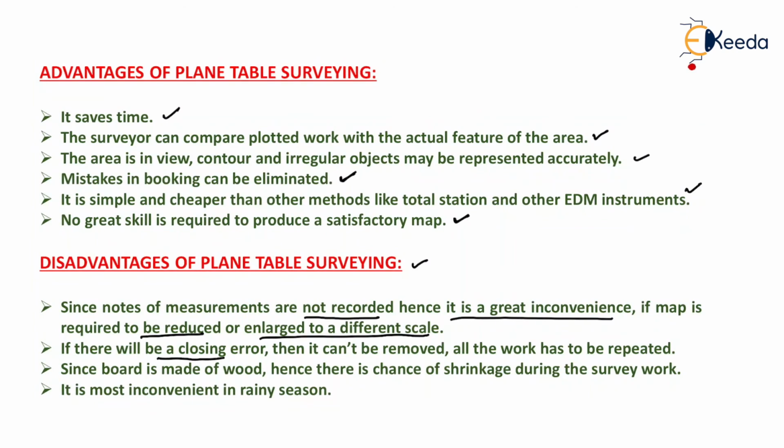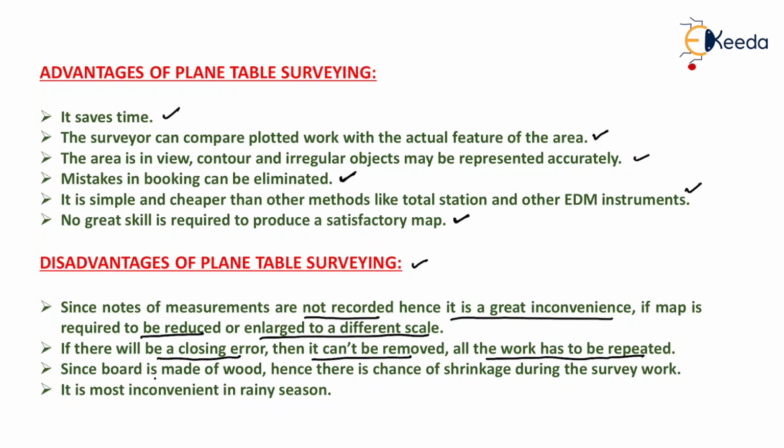If there is a closing error, then it cannot be removed and all the work has to be repeated. It means that in plane table surveying, if there is a closing error at the end of the drawing, then it cannot be removed because we don't have any readings. So we need to do the whole work again.